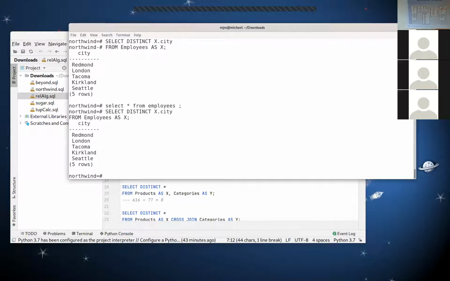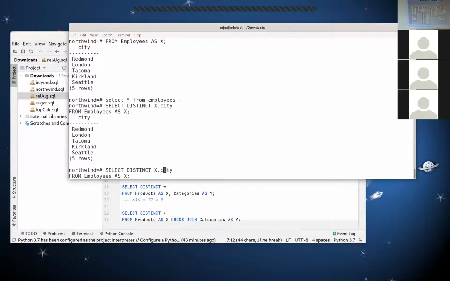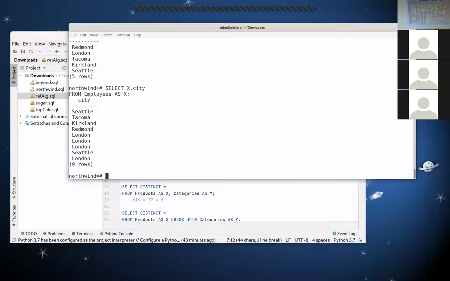Now, if I go here and get rid of the distinct, this is what it's coming back as, bag semantics now. So now you see London shows up 4 times. There are 4 Londons there. So a lot of people working in London. I wonder if that's London, Ontario, or London, UK.